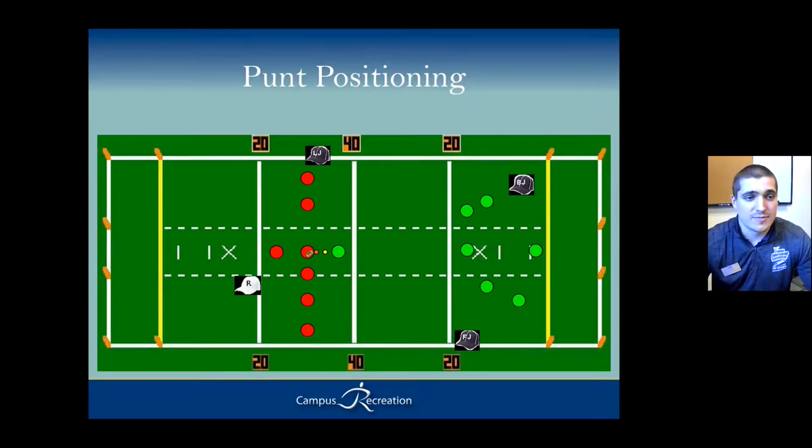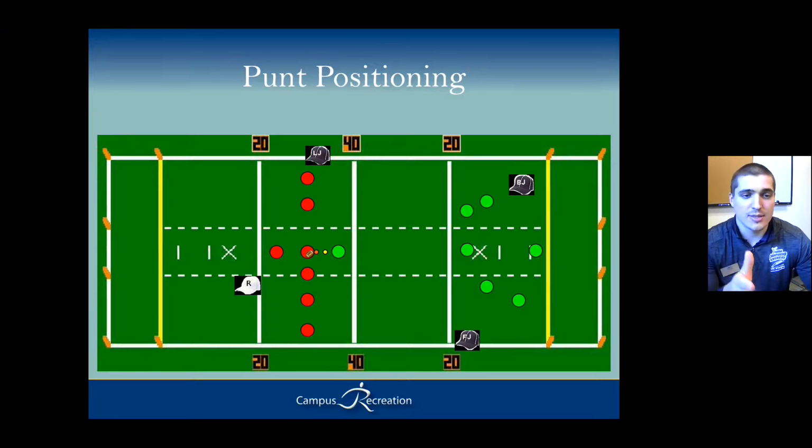And now we'll get into a bit of punt positioning. So on a fourth down, if a team elects to punt, we're going to switch up a little bit. You'll see the field judge is much farther down the field. They'll be just in front of the pack of defensive receivers, so all those green dots in the back of the field there.